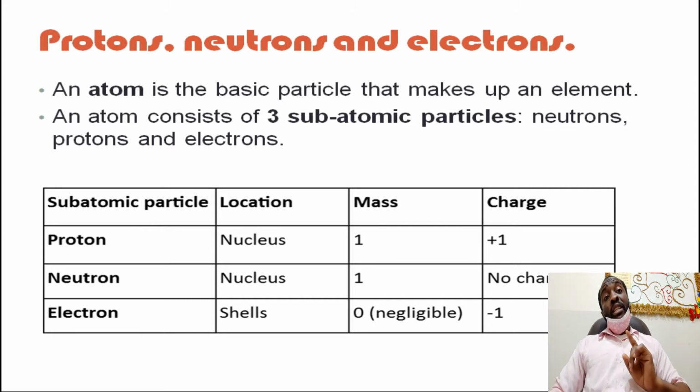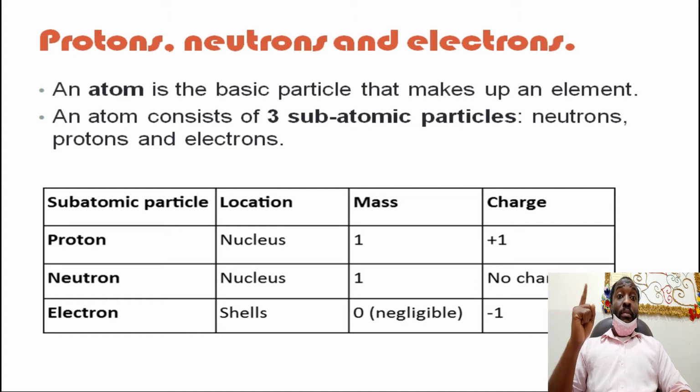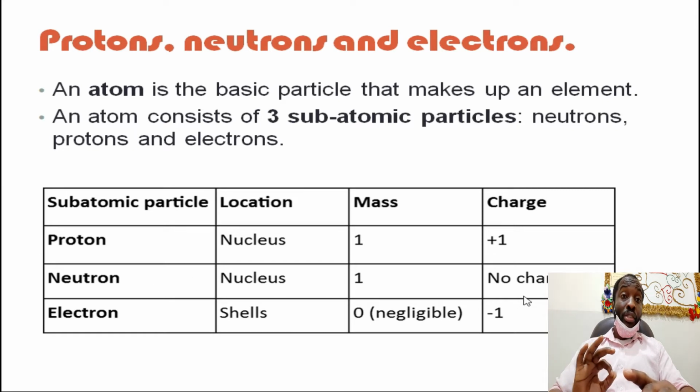An atom generally consists of three subatomic particles. We have the protons, the neutrons, and the electrons. Looking at the charge of these subatomic particles, the protons are positively charged. The neutrons are chargeless. In other words, they have no charge, while the electrons are negatively charged.